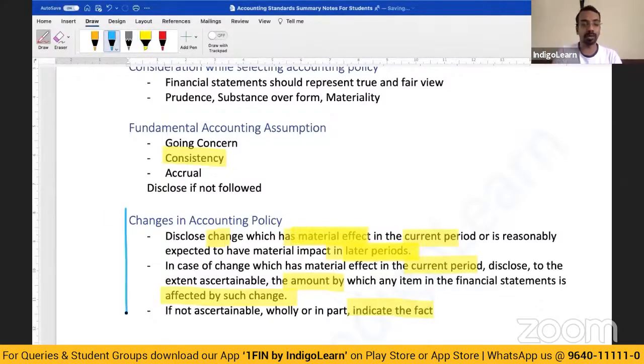This is very important as far as a theory question is concerned. They may ask you a question wherein they would ask whether accounting policies can be changed. Can the company change the accounting policy? If yes, what has to be disclosed? When can they change? And all of those things.